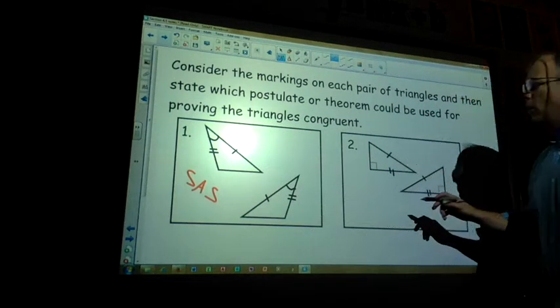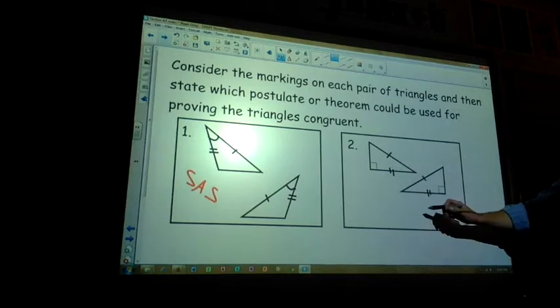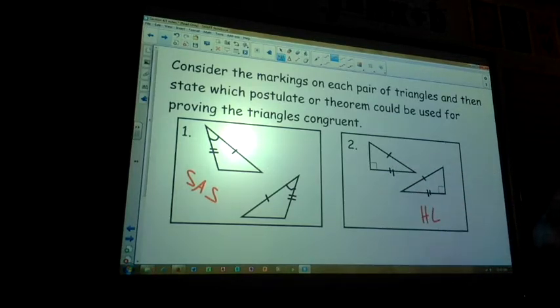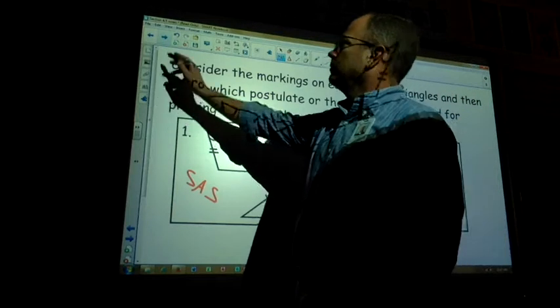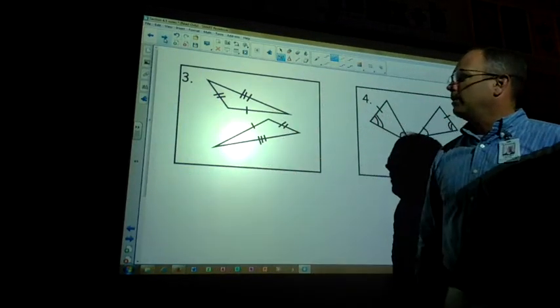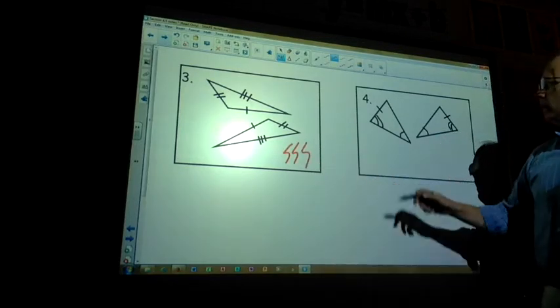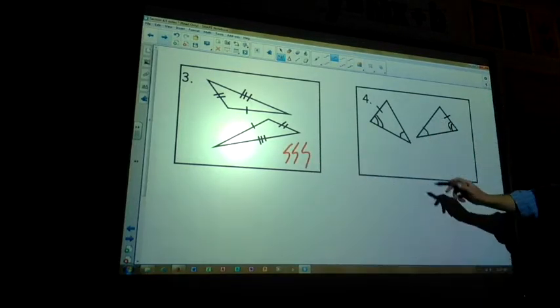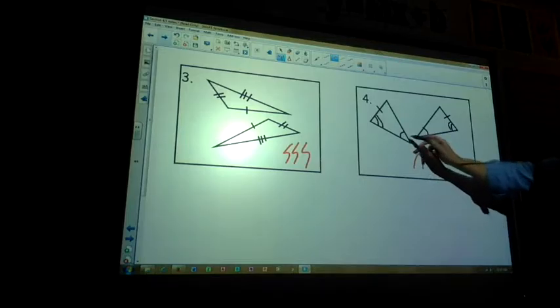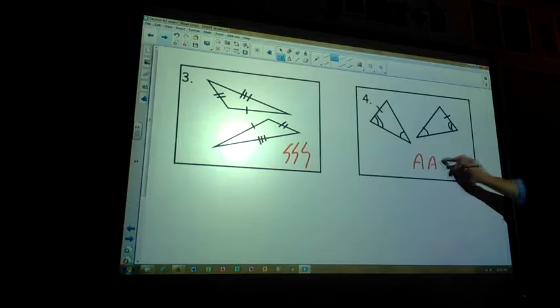What about number 2? Yeah, we have a right angle, so we should be going with hypotenuse leg. What about number 3? Side, so we know that. And then number 4? I have an angle, and a side. I don't have the included side, so it's angle, angle, side.